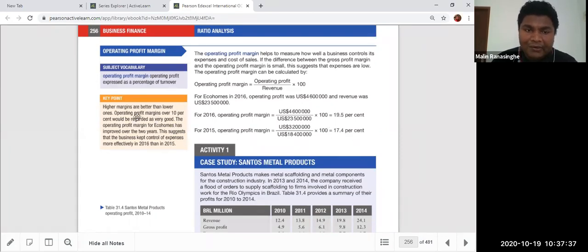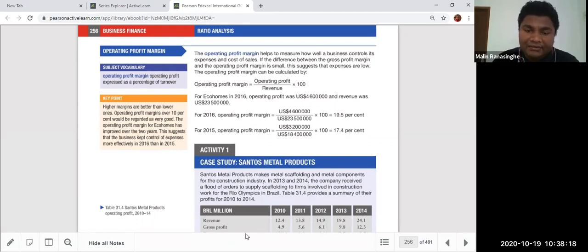High margins are better than low margins, obviously, and operating profit margins over 10% would be regarded as very good. Very good exam hint. If you have a net profit margin or operating profit margin over 10%, that is a really good indication. Take that as a benchmark. The operating profit margin for Eco Homes has improved over the 2 years, 17 to 19, 2% gone up. This suggests that the business kept control of expenses more effectively in 2016 than in 2015.